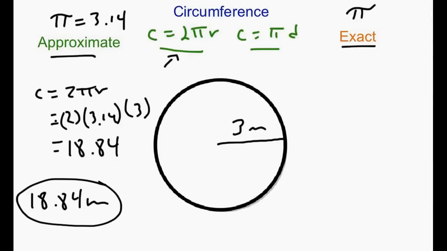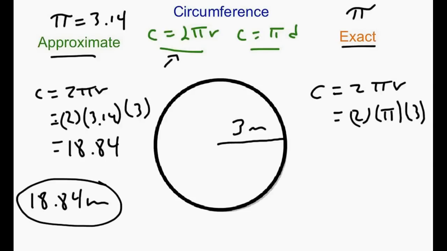Now, same exact problem, radius of 3. I have the radius. I'm going to use the same formula, circumference equals 2 pi r. But this time, my 2 stays, my pi symbol stays, and I'm going to put the radius in of 3. Right now, the pi symbol you can almost think of as a variable. I mean, it really is a symbol representing a number.